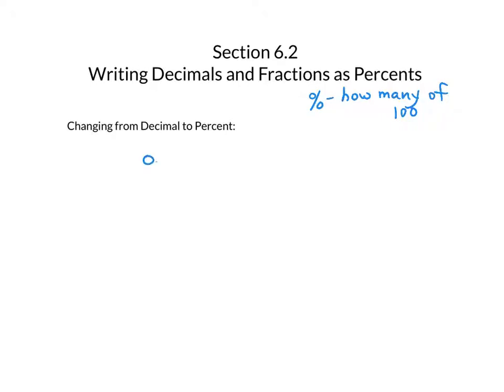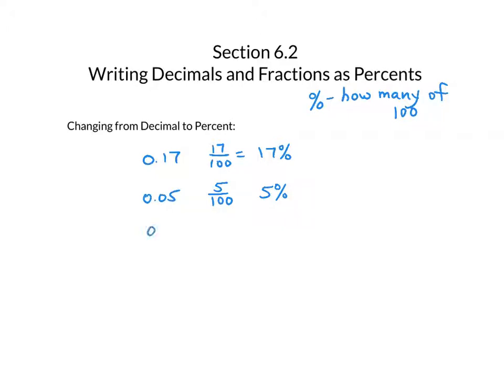If I give you the decimal 0.17, 0.17 is said as 17 hundredths. Well, if percent means how many out of 100, 0.17 is equal to 17%. If you are given the decimal 0.05, that written as a fraction would be 5 hundredths, because that's how you would say that as a decimal. So 5 hundredths would be the fraction, and since percent means how many out of 100, that would be equal to 5%. Let's do one more.